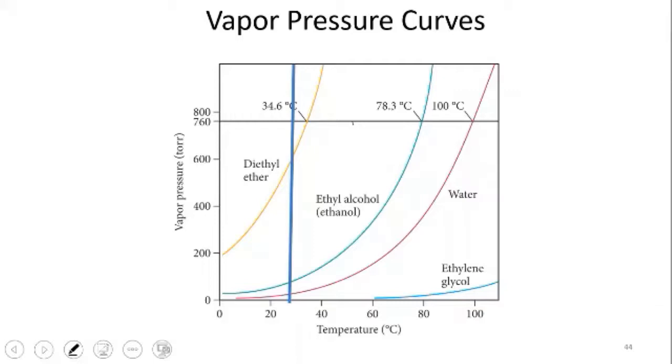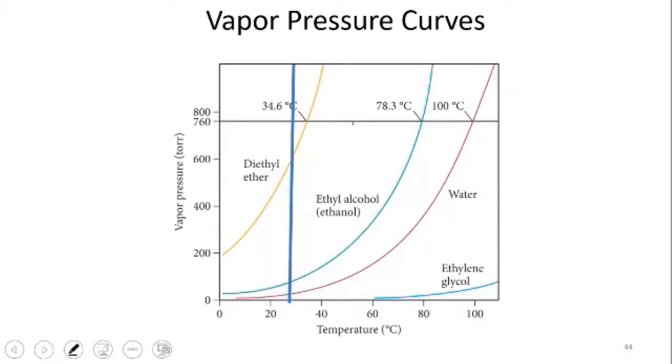Now, the other thing we can do here is look at that horizontal line around the 760 torr pressure. Notice that whenever a vapor pressure curve crosses that horizontal line, we have listed there the temperatures at which that happens. So for diethyl ether, it's 34.6 Celsius. For ethyl alcohol, 78.3. And for water, 100. Notice what we're saying is this is the temperature at which the vapor pressure of the liquid, that is, the pressure of the vapor phase above the surface of the liquid, equals the pressure of the atmosphere. And that is what we call essentially the normal boiling point.